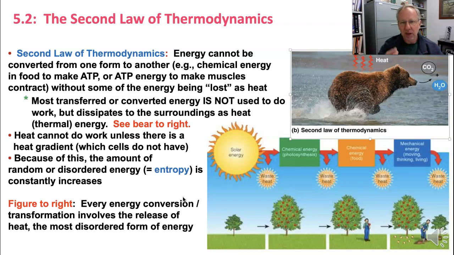So along the way, every time energy is being converted from energy in your food to ATP in your cells, and ATP in your cells being used to make your muscles move, every time the energy is being converted and transformed, some of the energy is lost to the environment as heat. And that energy that's lost as heat can't be used to do any work. It's just randomly dissipating energy. It's just the way it goes.